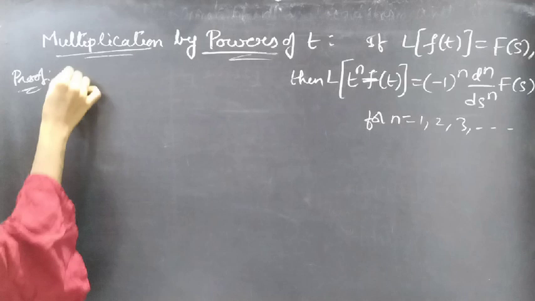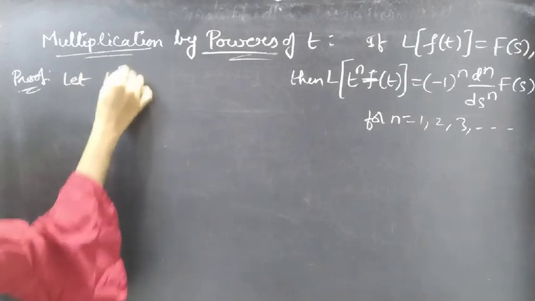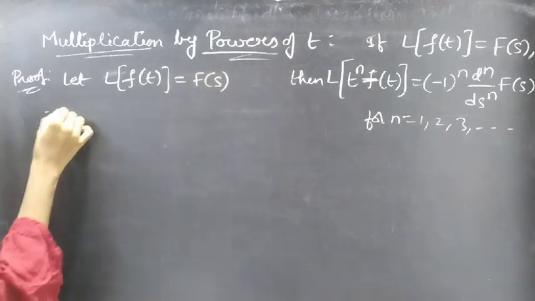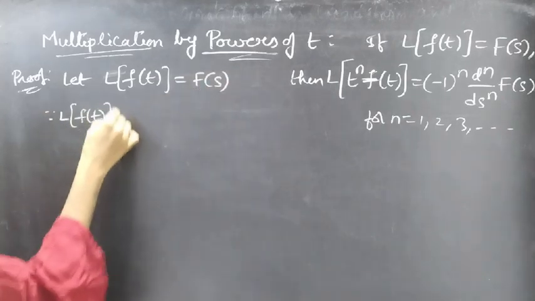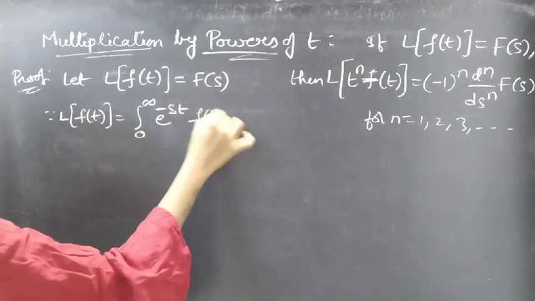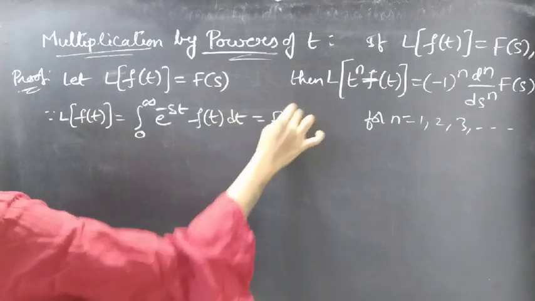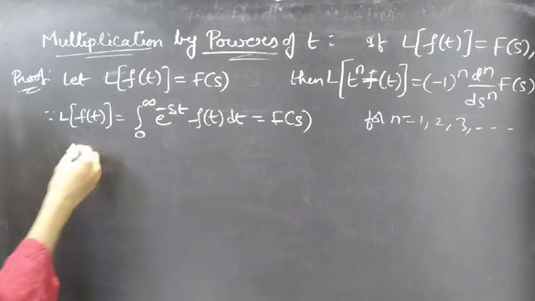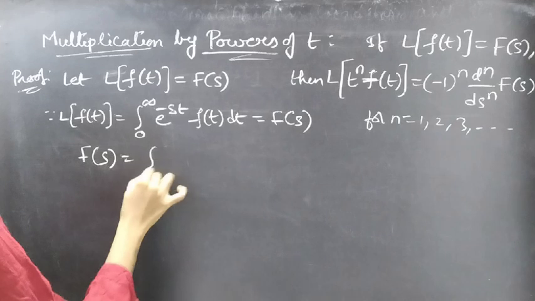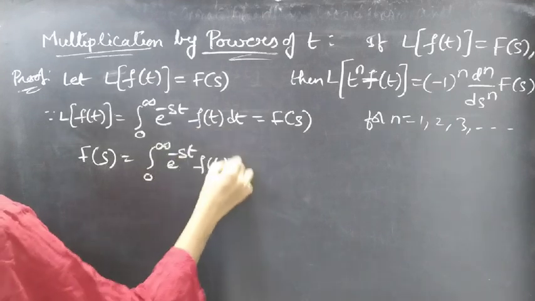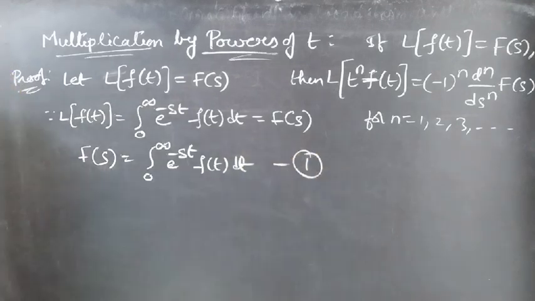Proof. Let L of f of t equal to F of s. Since we know that L of f of t equal to integral 0 to infinity e power minus st into f of t dt, which is F of s, or simply F of s equal to integral 0 to infinity e power minus st into f of t dt. Consider this as equation number 1.